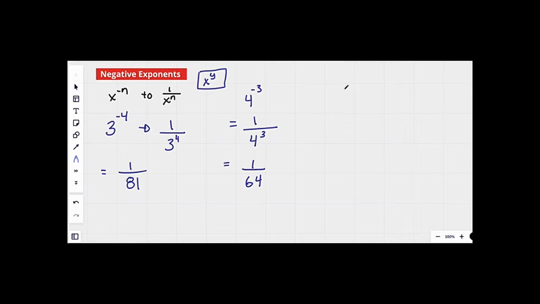Okay, I've got one more question here that's similar to those. What if we have 6 to the power of negative 2? So again, we're going to rewrite it by putting it all under 1. And this way we can actually remove the negative. So now that becomes a positive 2. So 6 to the power of 2 is 36. We leave the 1 where it is, and our answer is 1 over 36.